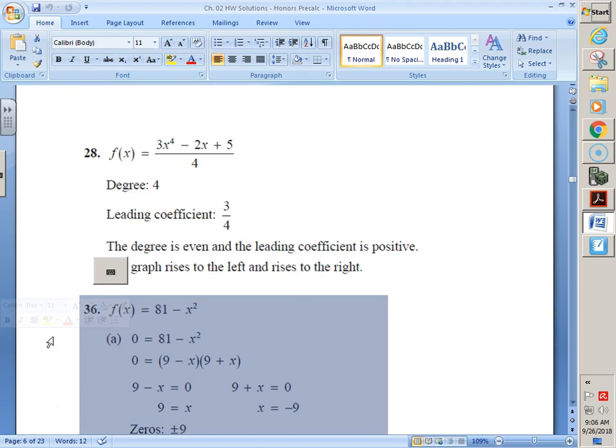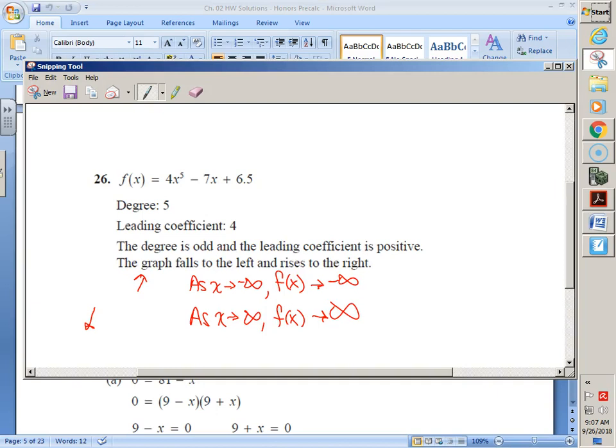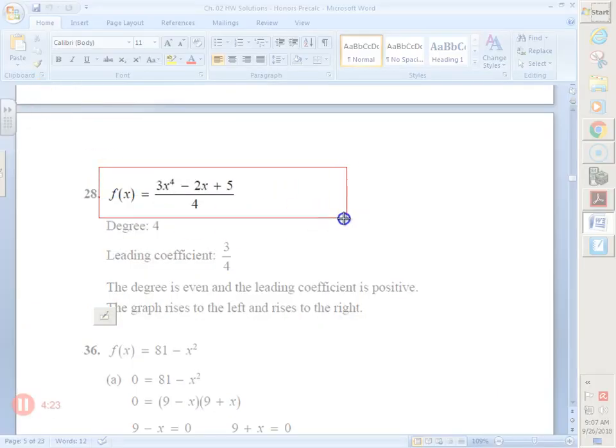Number 28. Leading coefficient. Nope. Before that, degree is 4. Leading coefficient is 3/4. What? Did anybody just put 3? This technically isn't a polynomial as written. I mean, it is as far as what it means, but it's not as far as the proper form. What's the proper way to rewrite this polynomial?